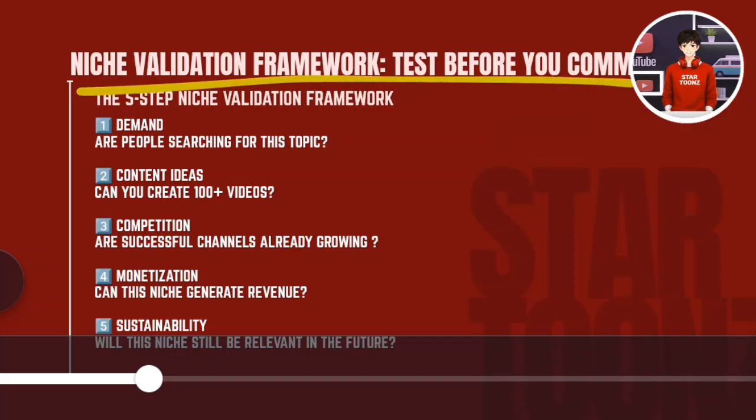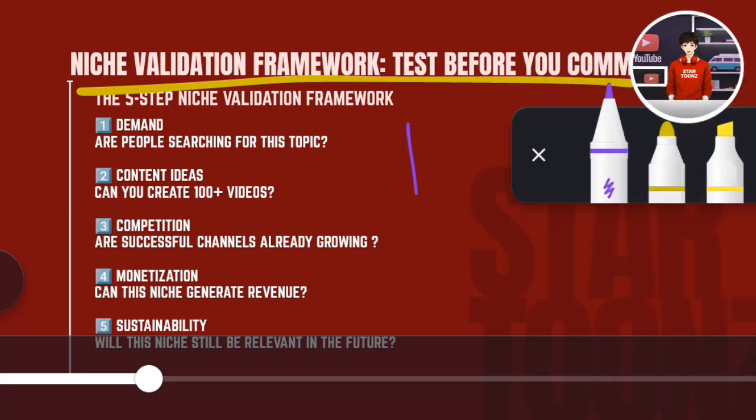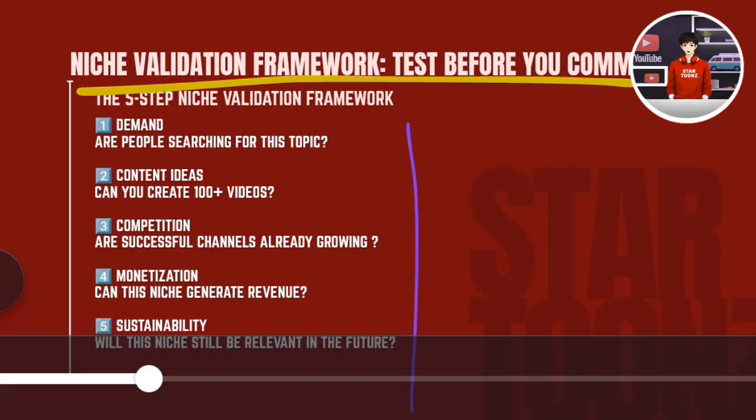Many beginners choose a niche based on emotion. They see a video about a profitable niche. They get excited. They create a channel immediately. A few weeks later, they realize there aren't enough content ideas, or the audience is too small, or they simply lose interest. This is why professional creators validate a niche before investing months of effort.